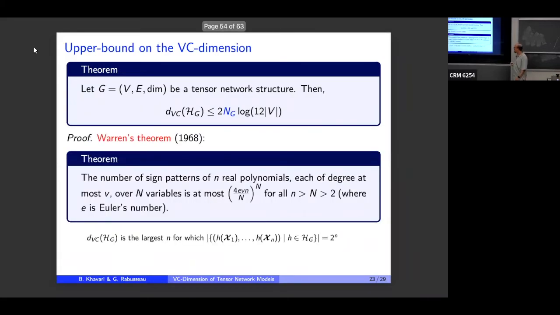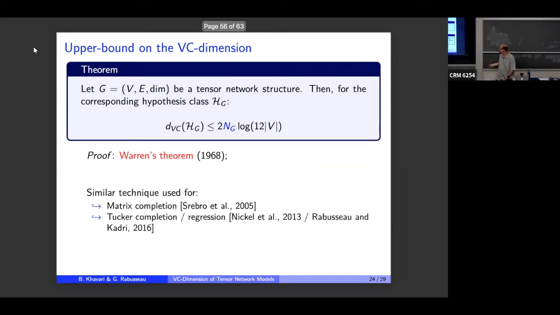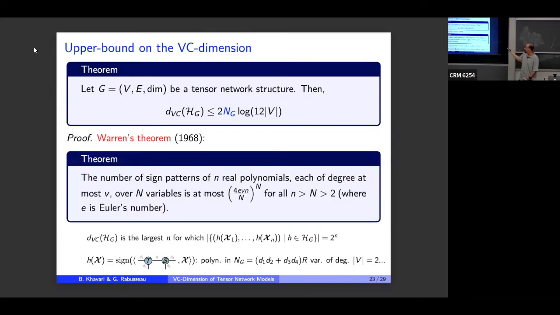So the proof of this has been used before. It has been used notably for matrix completion in 2005, for Tucker completion in 2013, and for regression, we did something with my PhD advisor in 2016. And here is a similar technique, but for an arbitrary tensor network. The proof technique is not very difficult.